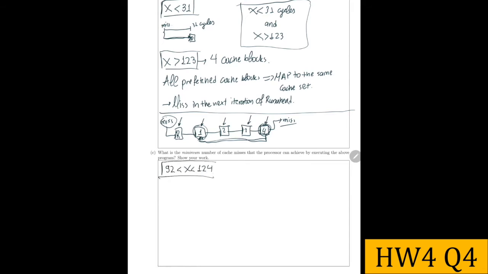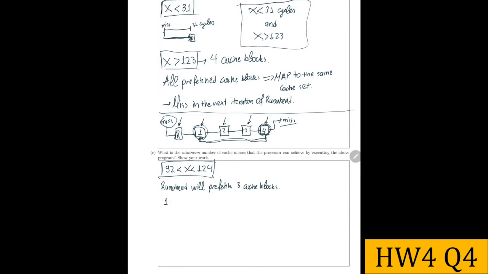Because if we have something below 92, we will prefetch 2. And greater than 124, we will prefetch 4 and we will miss always, as we showed in the previous exercise. So in this case, Runahead will prefetch 3 cache blocks.